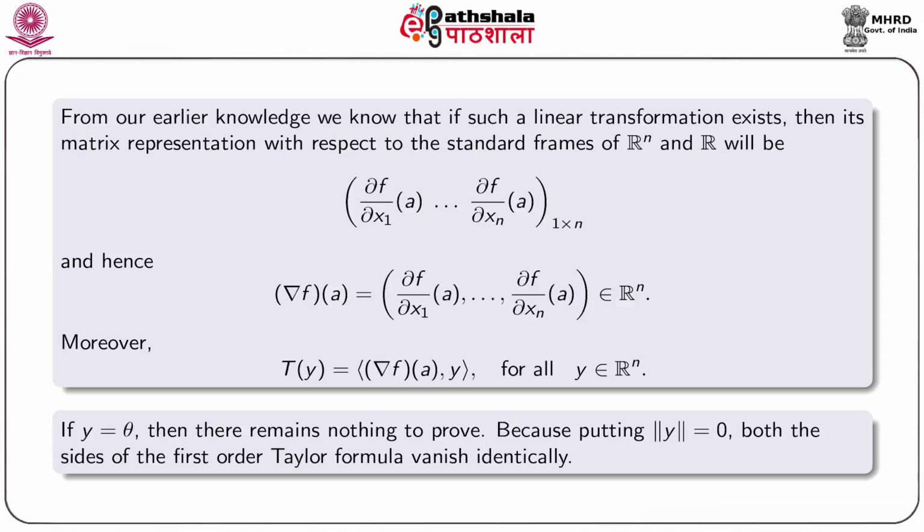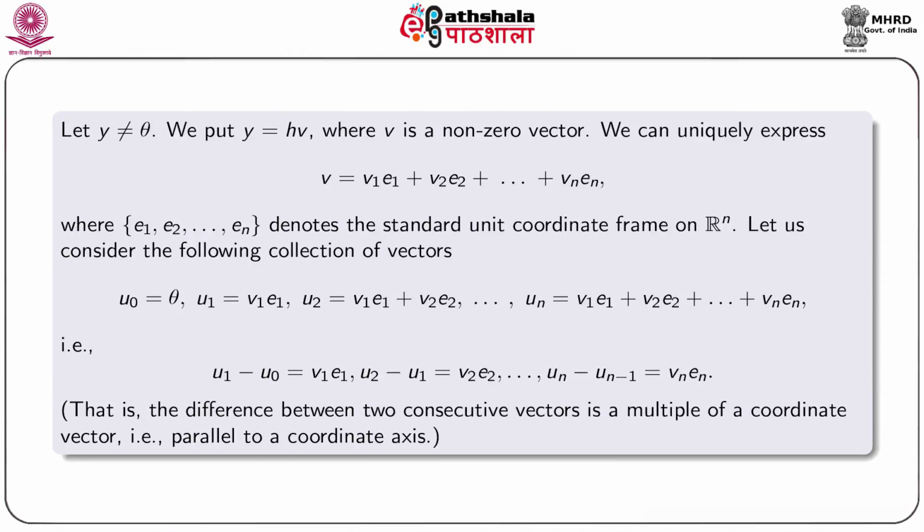Now, if y equals the null vector, then there remains nothing to prove, because if we look at the left hand side, it is T of theta. We know any linear transformation carries the 0 vector to the 0 vector. So, the left hand side is 0, and if on the right hand side we put y equal to theta, then it must be 0. So, both sides of the first order Taylor formula vanish in this case. So, now let y be different from the null vector.